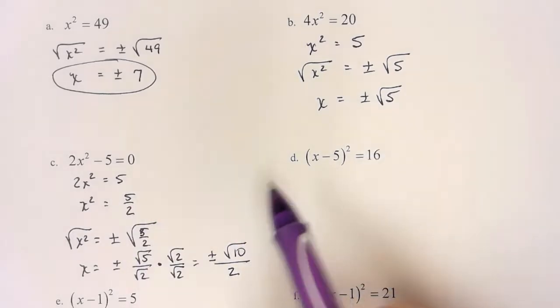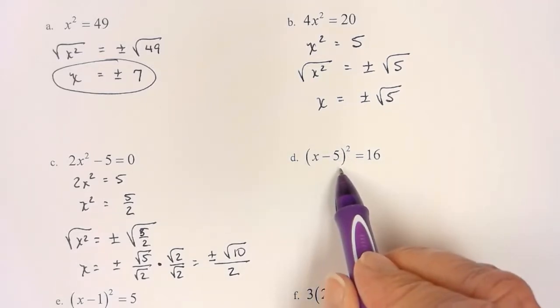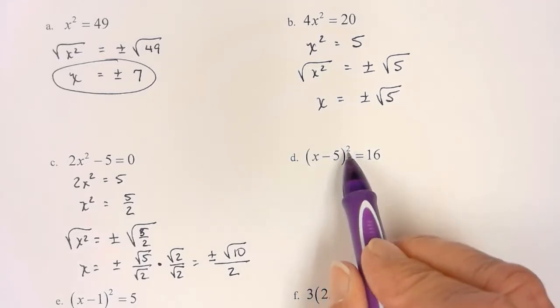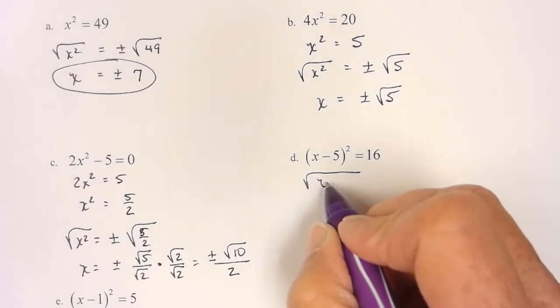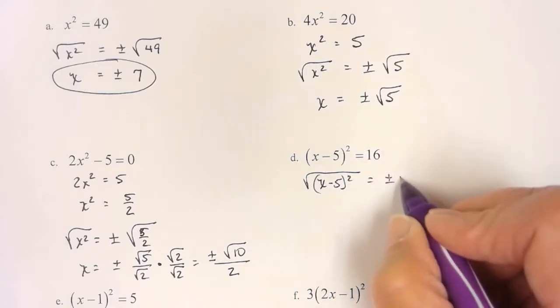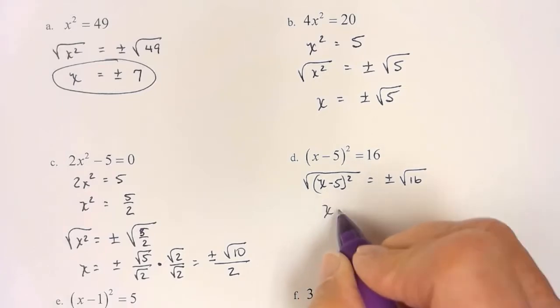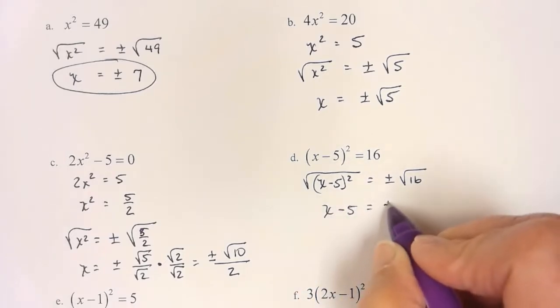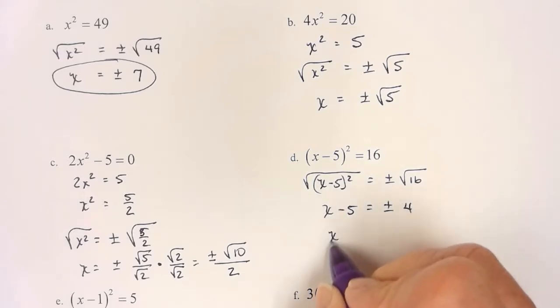Now I kept saying item squared. Well, here my item is a binomial squared. So I'm going to take square root of both sides right now. It is isolated. Square root of that quantity squared is just that quantity. Square root of 16 is 4. I need to solve for x.